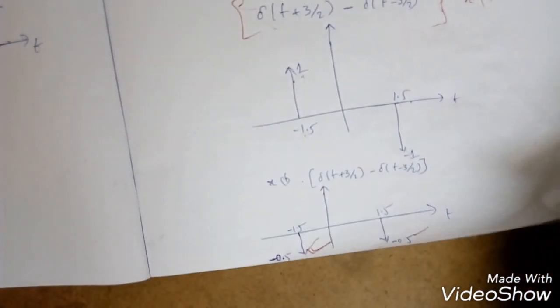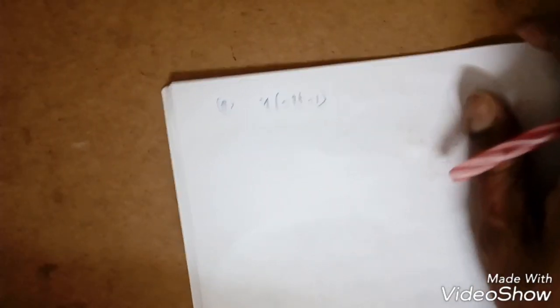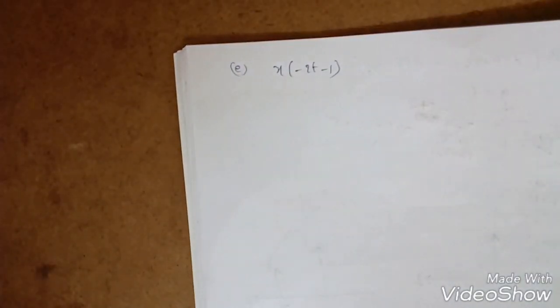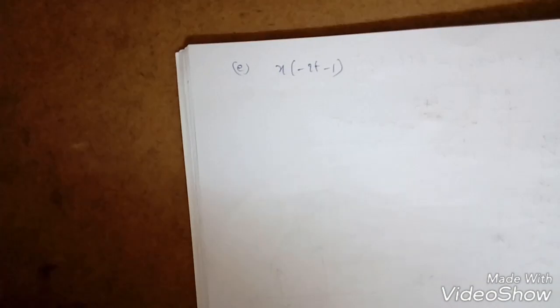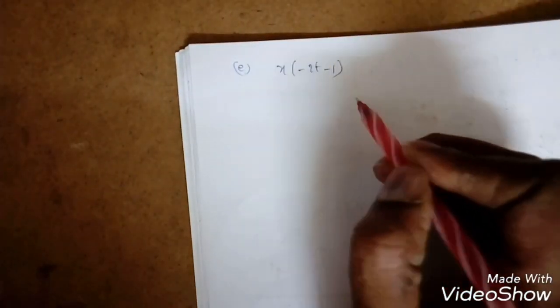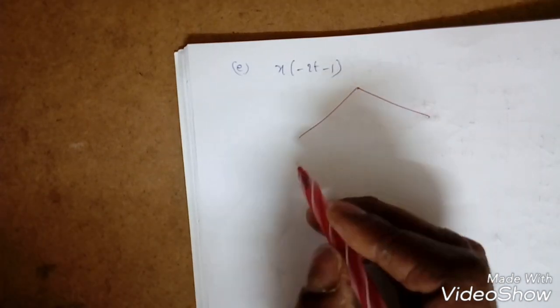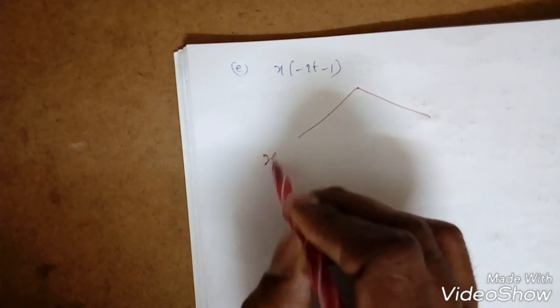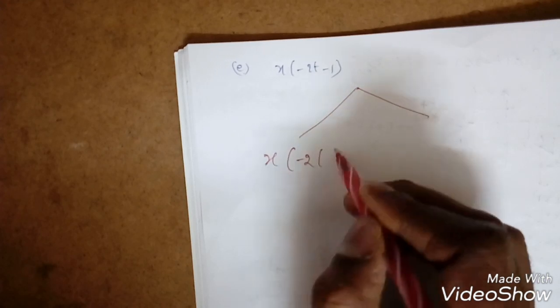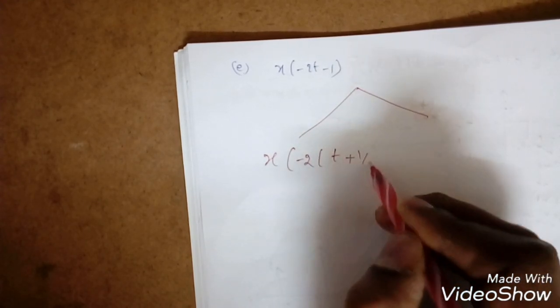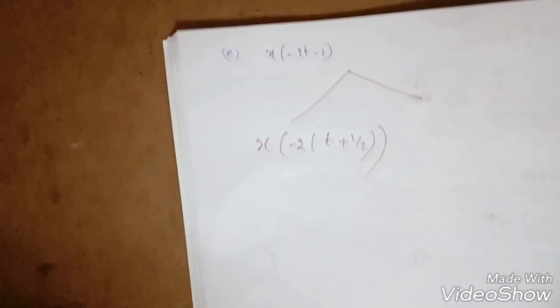Next we'll see the last one, E. It is like this: E is equal to x of minus 2t minus 1. Again it has reversal and scaling as well as shifting. Again two methods. This time I will go with the second procedure, that is x of minus 2, if I take it common it will become t plus 1 by 2, right?